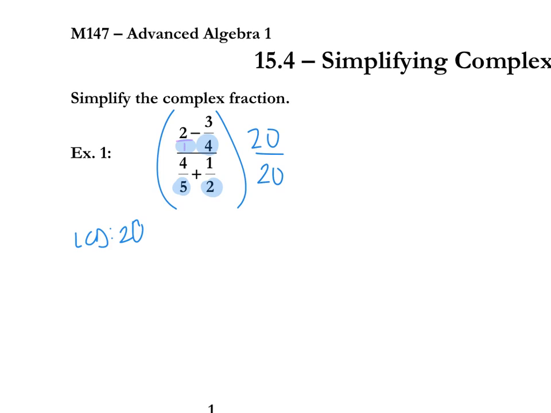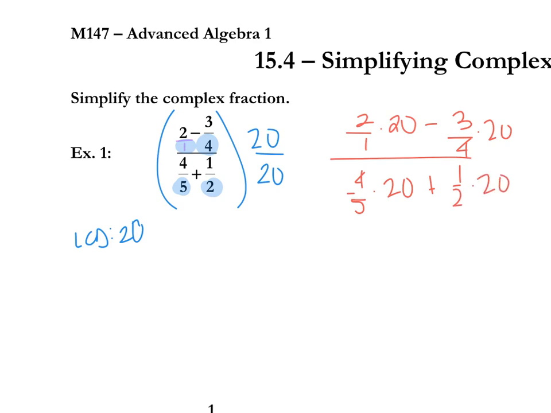If you need to do some work over to the side, basically this is 2 over 1 times 20 minus 3 over 4 times 20, all over 4/5 times 20 plus 1/2 times 20. And then you just simplify each fraction. So this first fraction is going to be 40 minus 60 over 4, which is 15. And then this is going to be 80 over 5, which is 16. And then 20 over 2, which is 10.